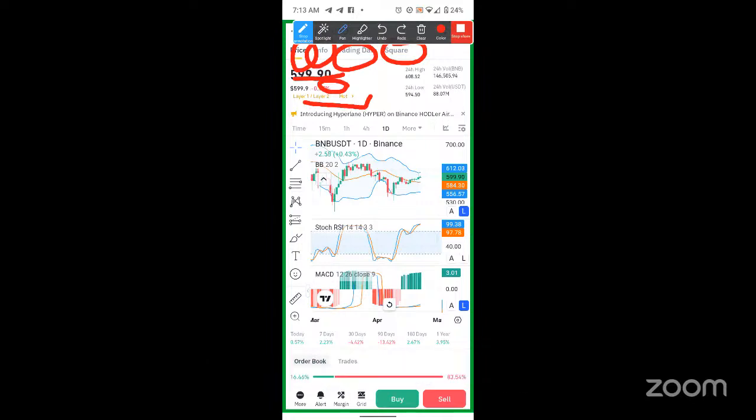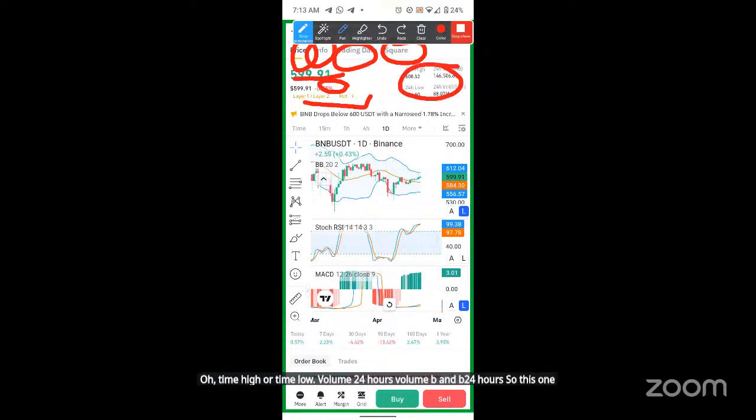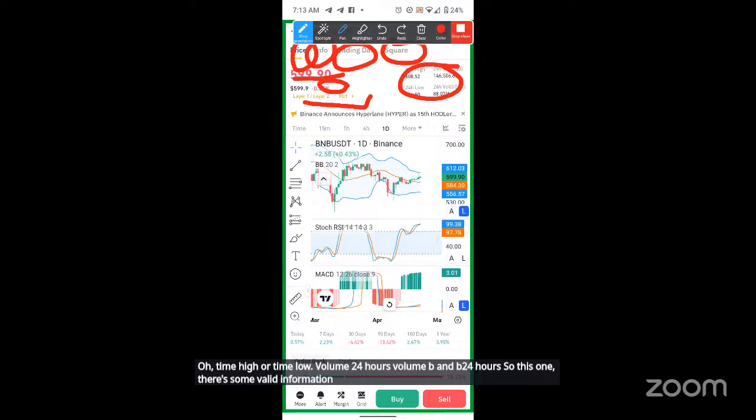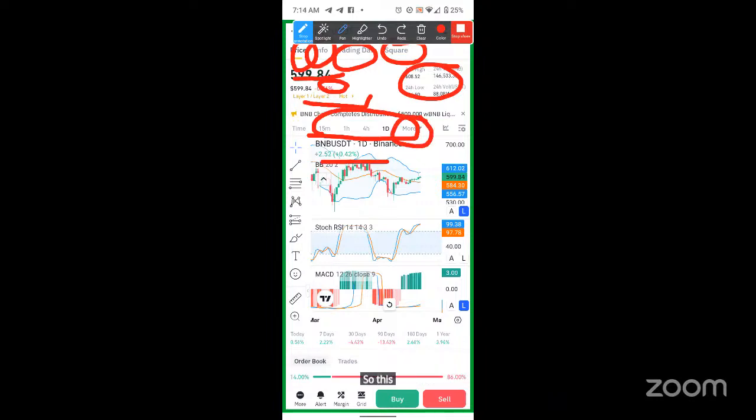All time high, all time low. Volume 24 hours, volume BNB 24 hours. So there is some valid information right here. You see the time frames, and when you tap on more, you will see more time frames. So this is Binance USDT, or BNB USDT.